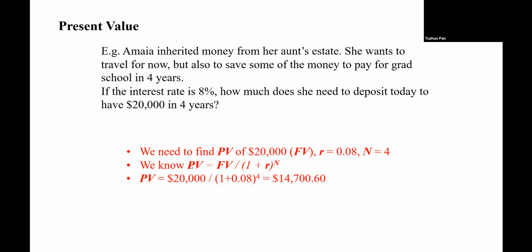The present value is the unknown variable. So the result is $14,700. So for these two example questions, that's really easy. If you remember the equation, just plug in the numbers.